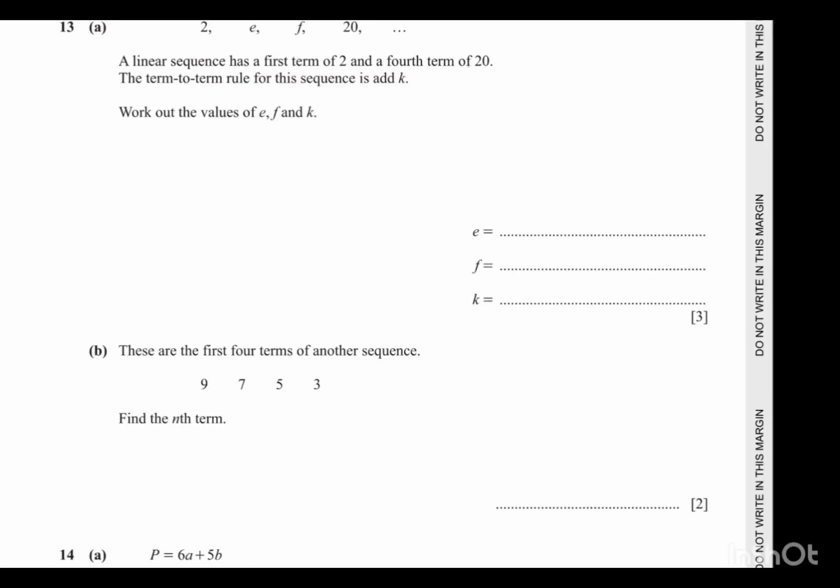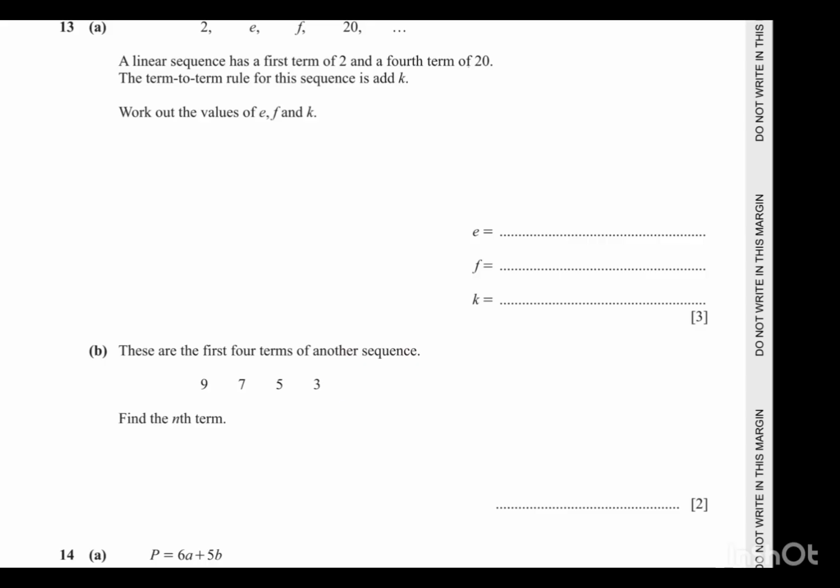Question number 13. A linear sequence has a first term of 2 and a fourth term of 20. The term to term rule for this sequence is add k. Work out the value of E, F and k. So the sequence given is a linear sequence, and the term to term rule is adding k to each term to get the next term.